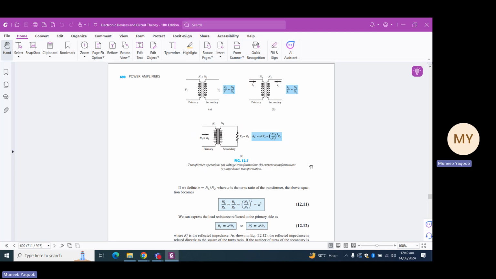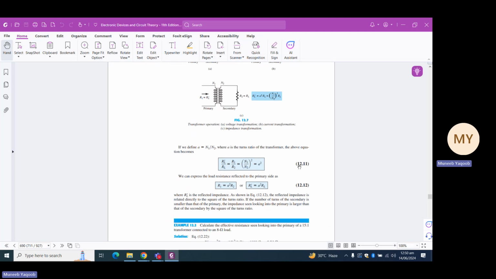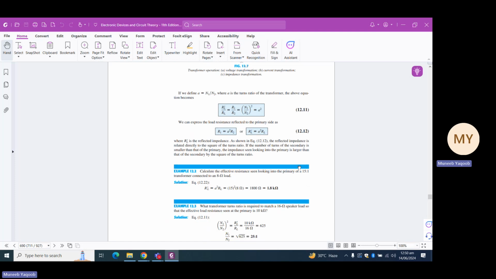So these are some equations that are important. Number one is V2 upon V1 equals N2 upon N1. Number two is the current ratio, that is I2 upon I1 equals N1 upon N2. And similarly, RL dash is A squared times RL, or we can say that RL dash is equal to N1 upon N2 squared times RL. So hence we can perform the current amplifications, the voltage amplifications, and the impedance matching as well.